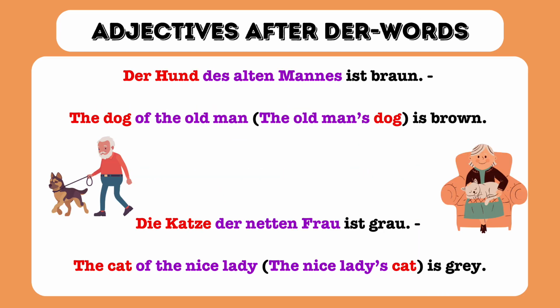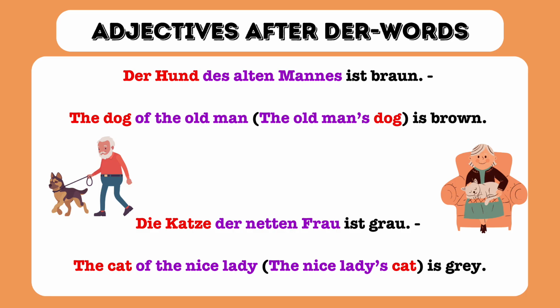Der Hund des alten Mannes ist braun. The dog of the old man is brown. In the genitive case, the masculine and neuter nouns use des as the article. There's also an es added to the end of single-syllable words. If it was a multisyllabic word, we would just use an s, but Mann only has one syllable. The adjective endings after any articles in the genitive case automatically become en, so des alten Mannes. Der Hund des alten Mannes ist braun.